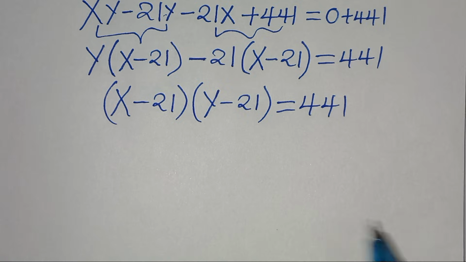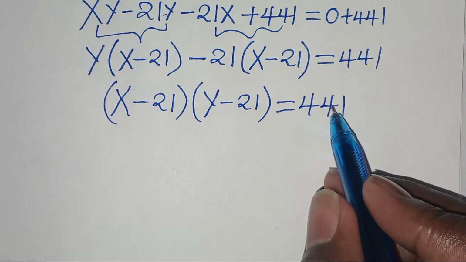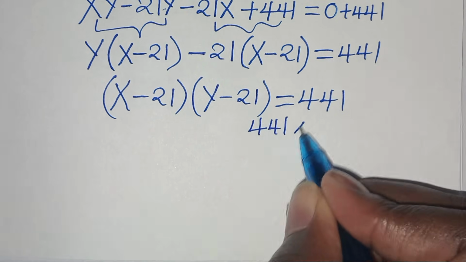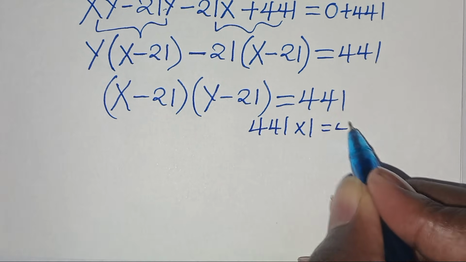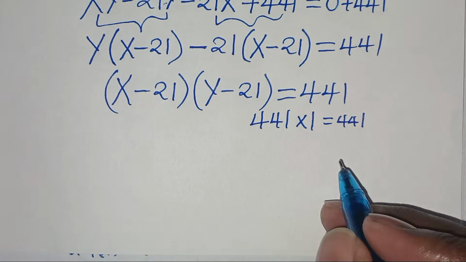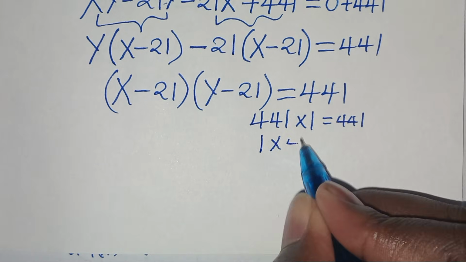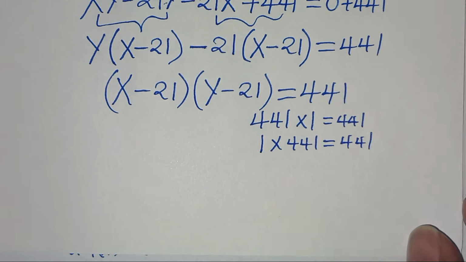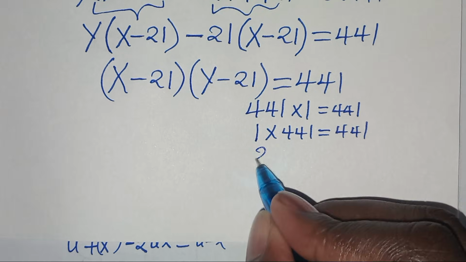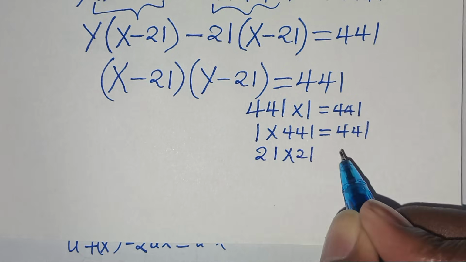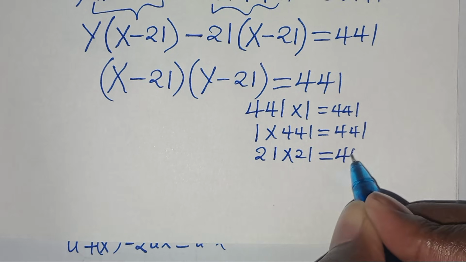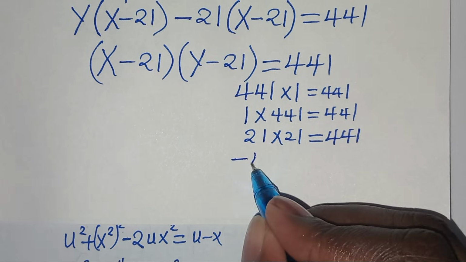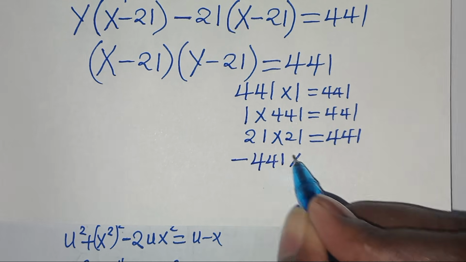Now the next step is to get the factor pairs of 441. So we have 441 times 1 equal to 441. Then we have 1 times 441 equal to 441. Then we have 21 multiplied by 21 equal to 441. Then we have minus 441 times minus 1.